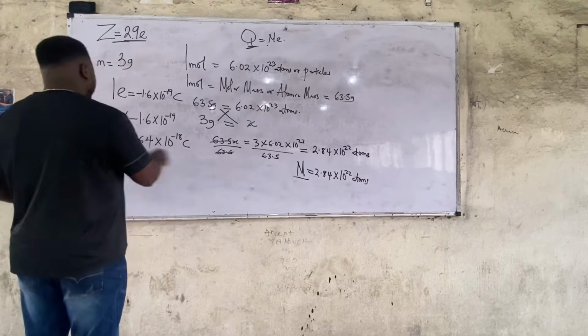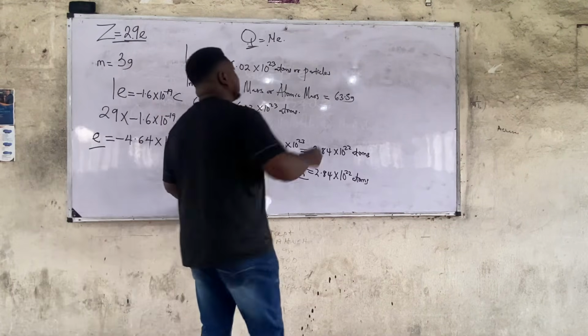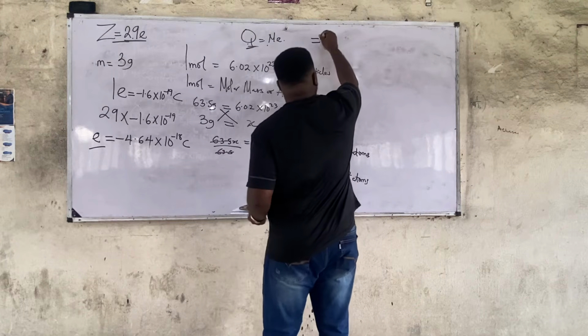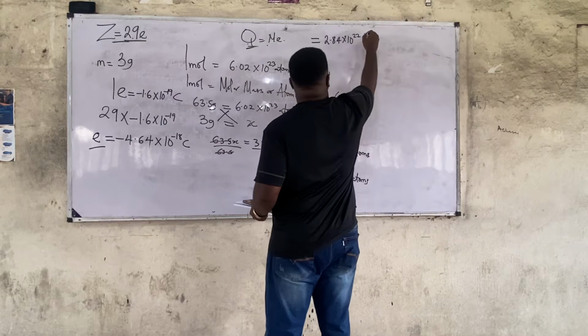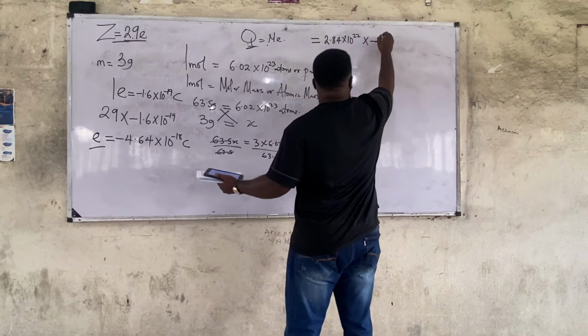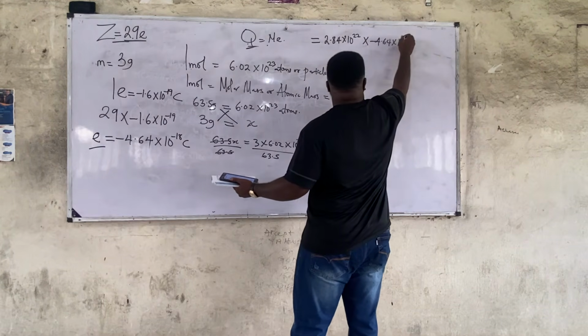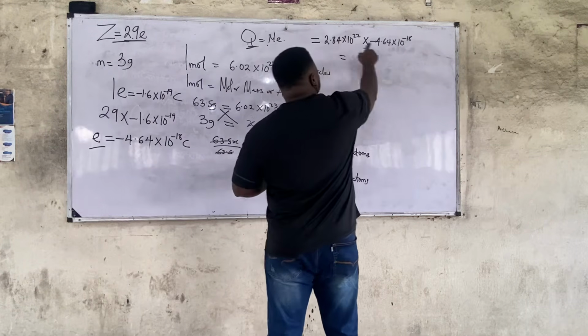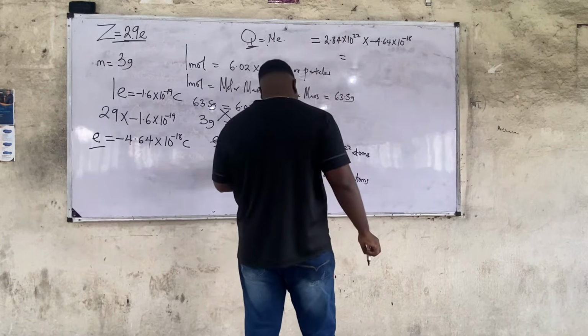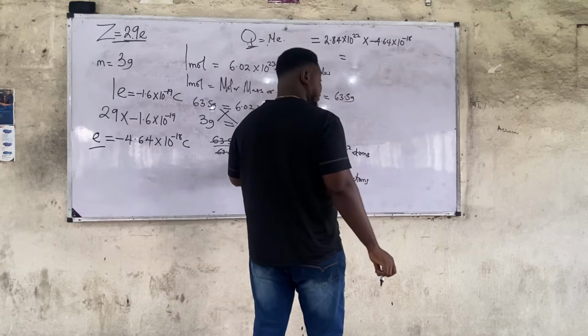Good. N is this, E is this. So Q equals N times E. Who is N? 2.84 times 10 raised to 22. Multiply by E. Who is E? Minus 4.64 times 10 raised to power minus 18. Do the math, this times this. The total quantity of charge will now be what?